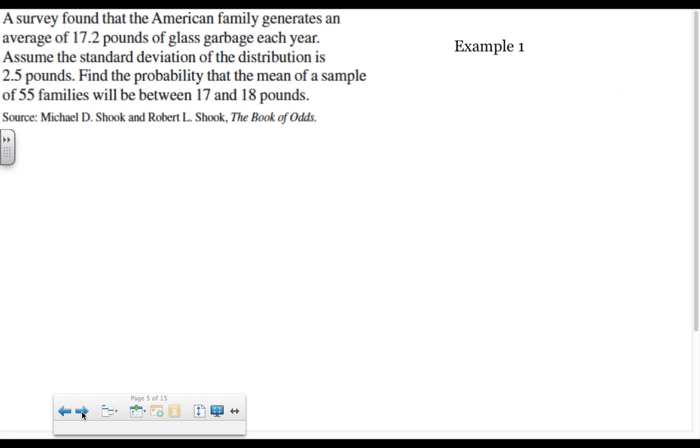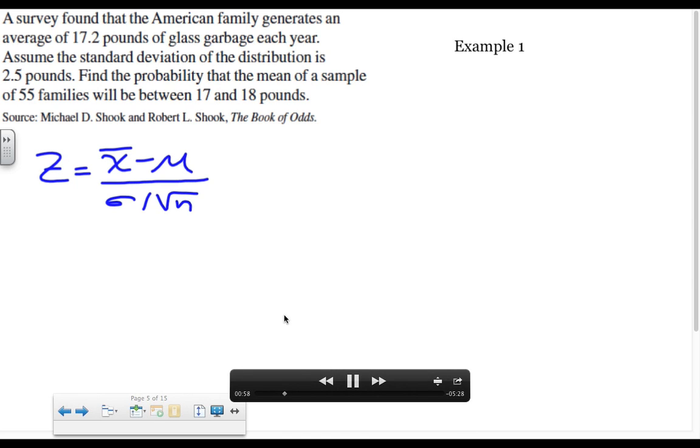A survey found that the American family generates an average of 17.2 pounds of glass garbage each year. Assume that the standard deviation of the distribution is 2.5 pounds. Find the probability that the mean of the sample of 55 families will be between 17 and 18 pounds. So we want to find the probability that the mean will be within this range.